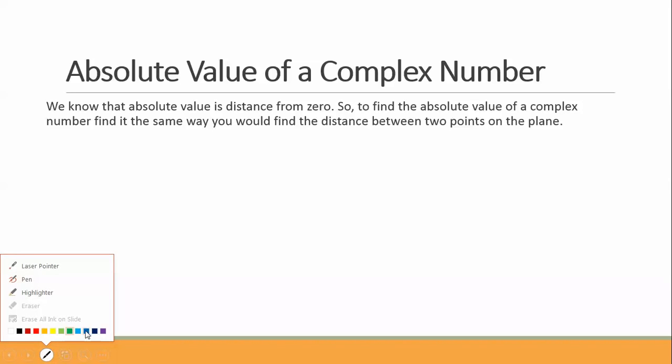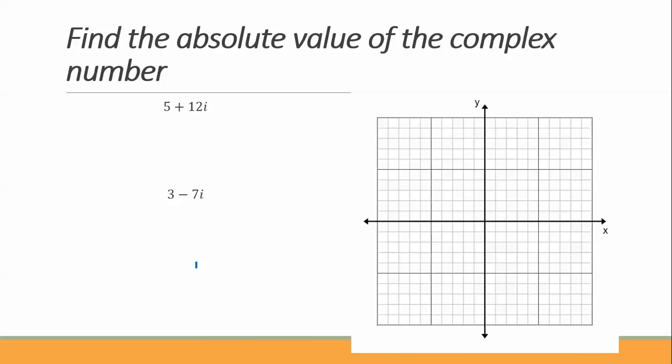Next, we're going to talk about the absolute value of a complex number. Remember, we talked about absolute value a while ago, and absolute value was the distance from 0. So, the absolute value of a complex number is the same as the distance from 0 as it would be between two different points on a plane that we just did. So let's see how we do that.